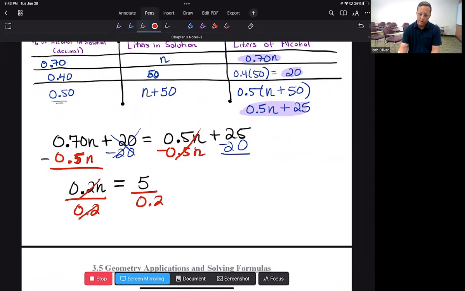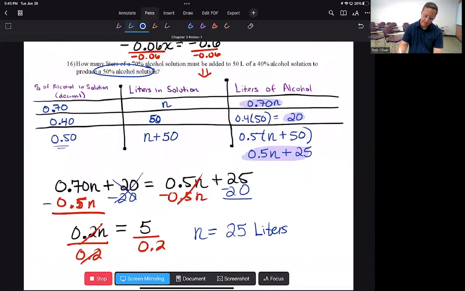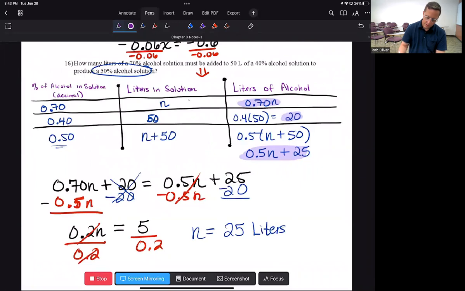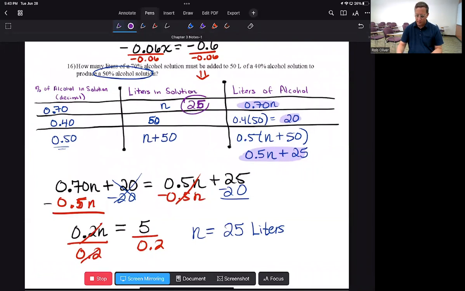Let's cancel, and all you're left with is n. And then you're going to do 5 divided by 0.2, which is 25. So that's 25 liters right there. And that's it. That's all you have to do on that one.